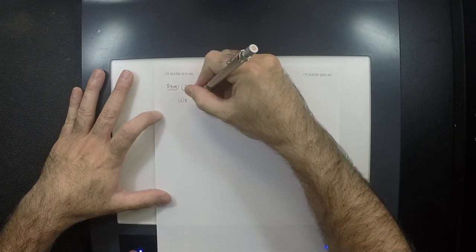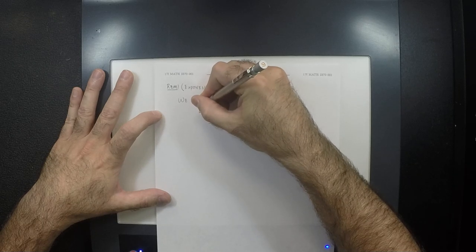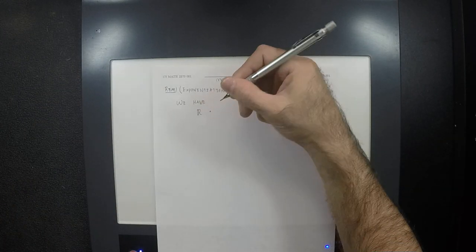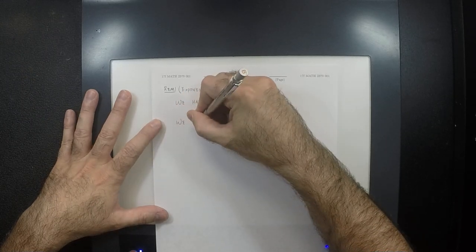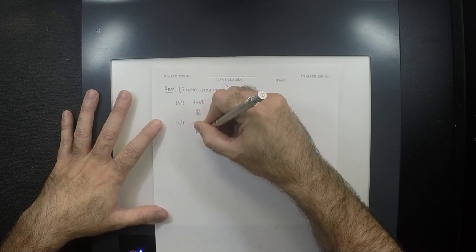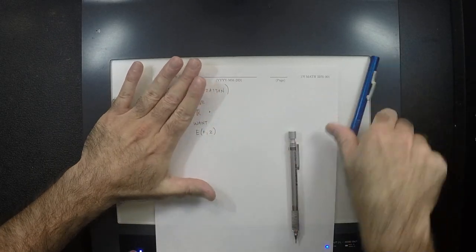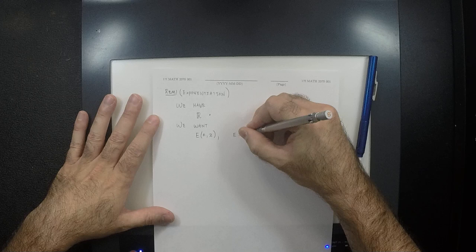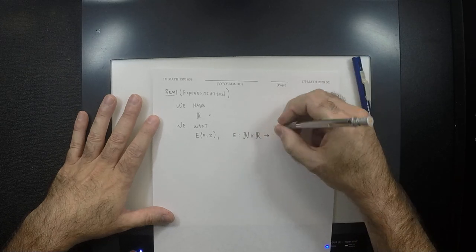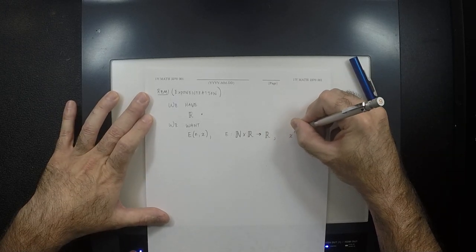So we have a real product. And what we want to do is we want a function, which I guess we'll call e, of n and x, that has signature naturals cross reals to reals. And what we want is we want it to be x to exponent n.